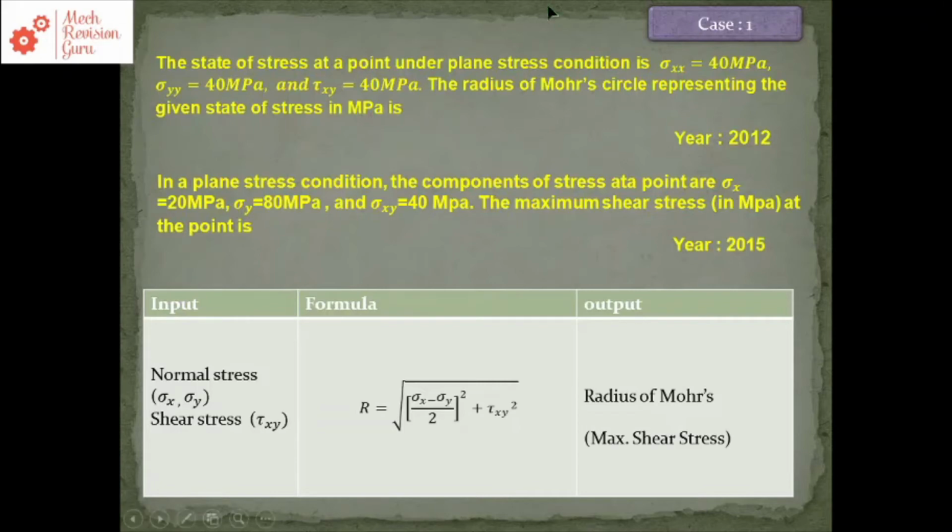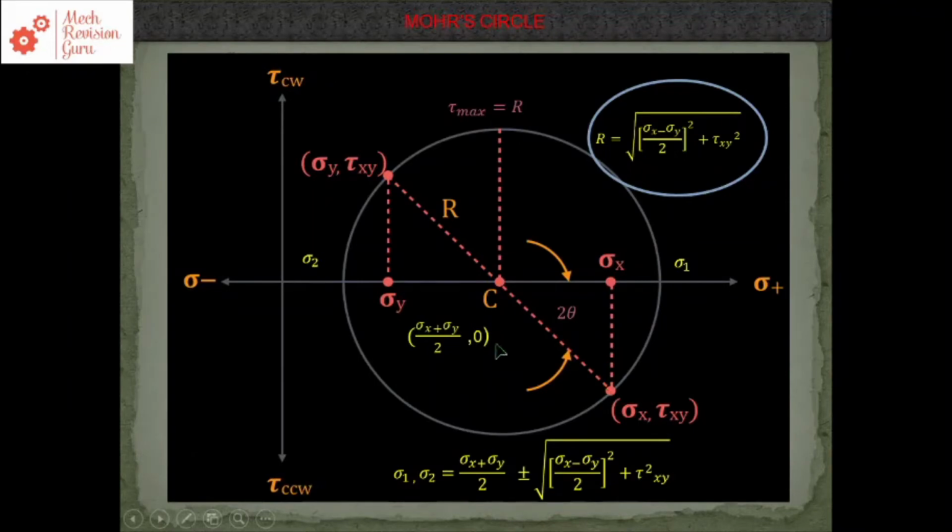So the formula is the square root of (sigma x minus sigma y divided by 2) whole squared plus tau xy squared. By taking the square root of both terms, we get the radius or maximum shear stress of the Mohr's circle. So this is the Mohr's circle, and the radius of this circle is nothing but this formula.